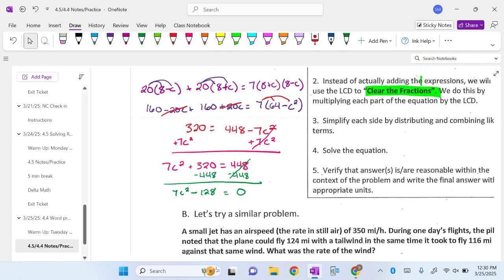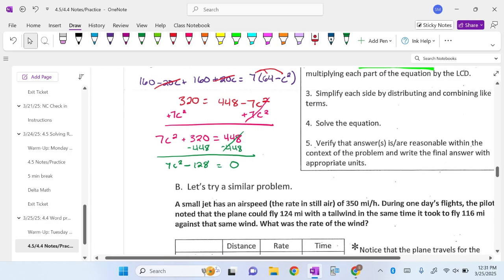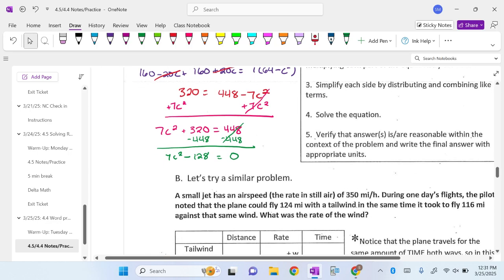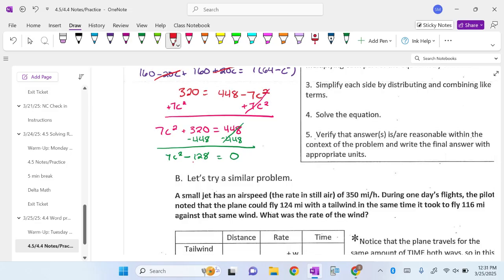So, since that's the case, we're now going to have to solve by taking a square root, which is what I wanted to avoid, but it's fine. All right. So, we're just going to go through and solve this. If you solve by taking a square root, we're actually going to add the 128 back to the other side because we want to get this c squared by itself. So, the 128s go away. We end up with 7c squared is equal to 128.